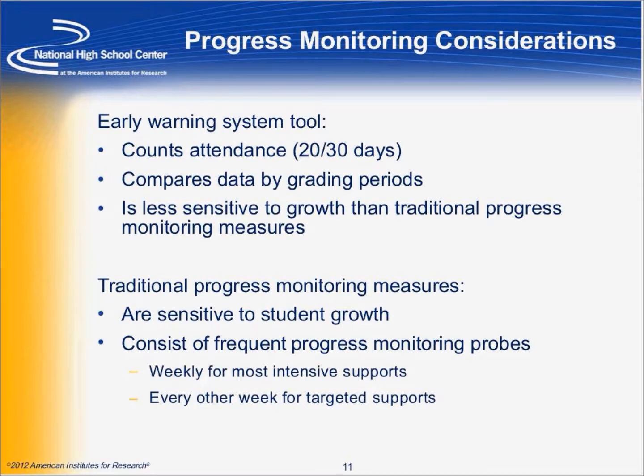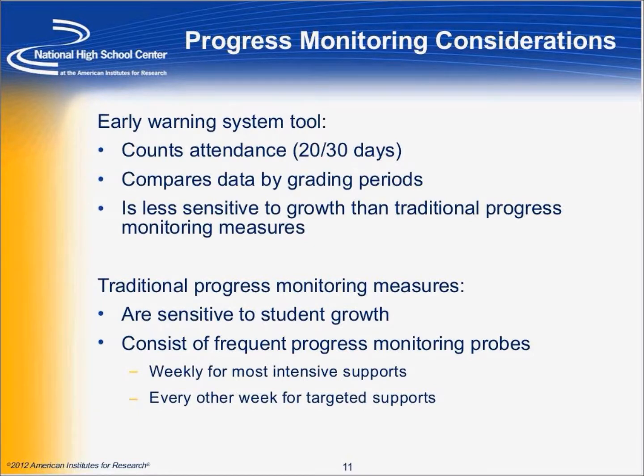Traditional progress monitoring measures really end up having specific probes, if you will. Those probes can vary in terms of the time frame of when they're delivered. For the students receiving Tier 3, or customized, individualized support, those students are probably receiving progress monitoring probes on a weekly basis. Students receiving targeted or Tier 2 supports might be getting those probes every other week, or every 2 weeks. It depends on what supports and how those supports are designed.